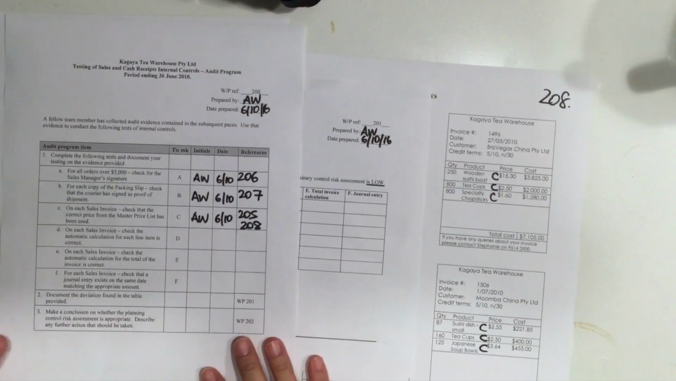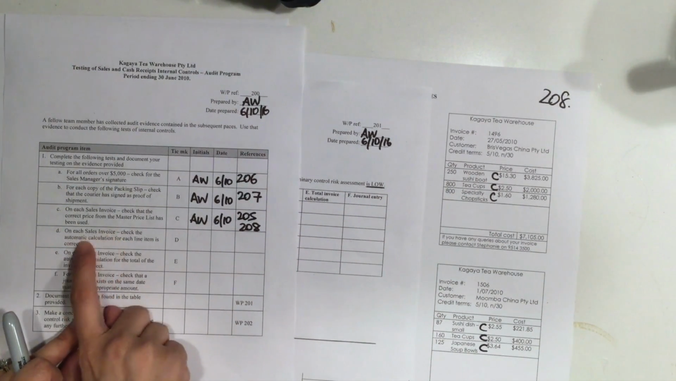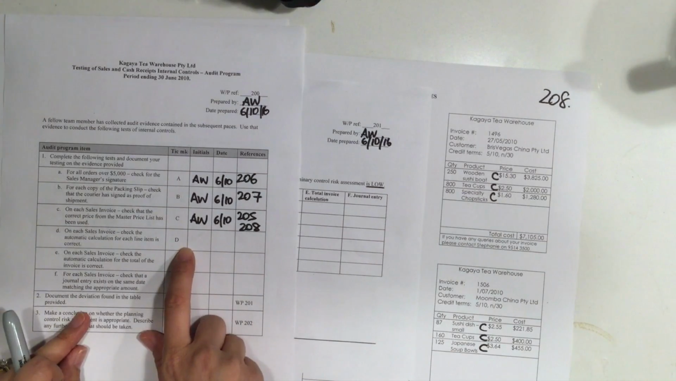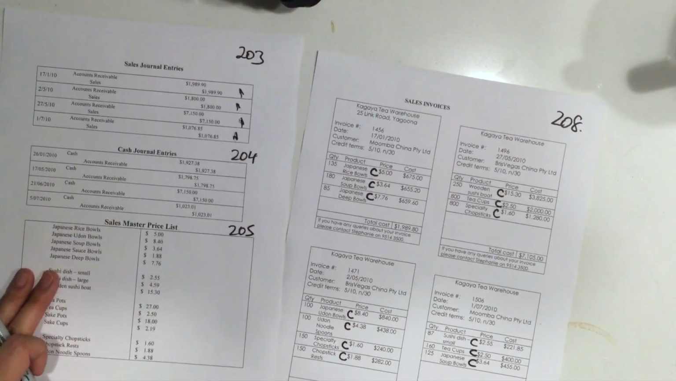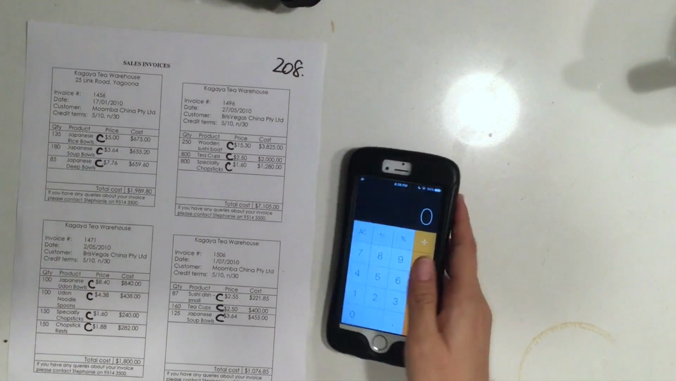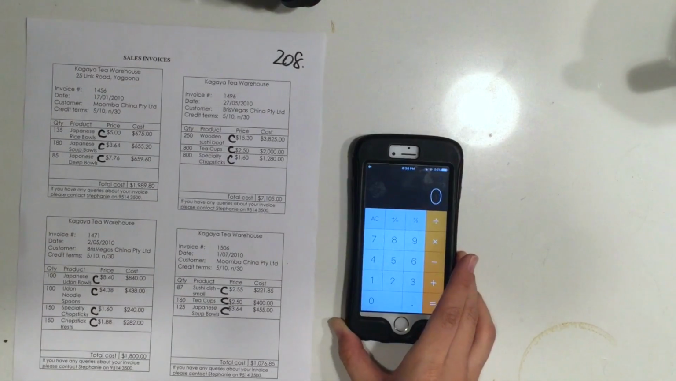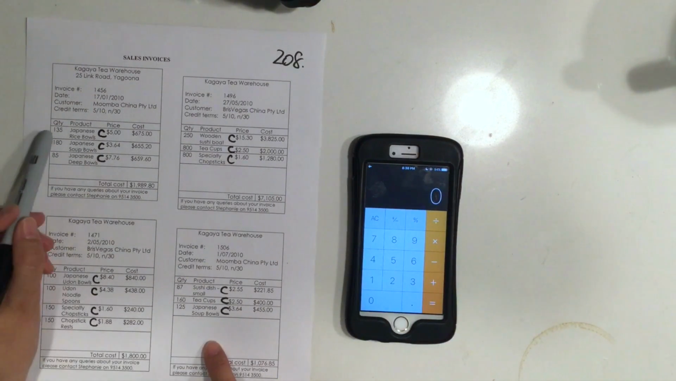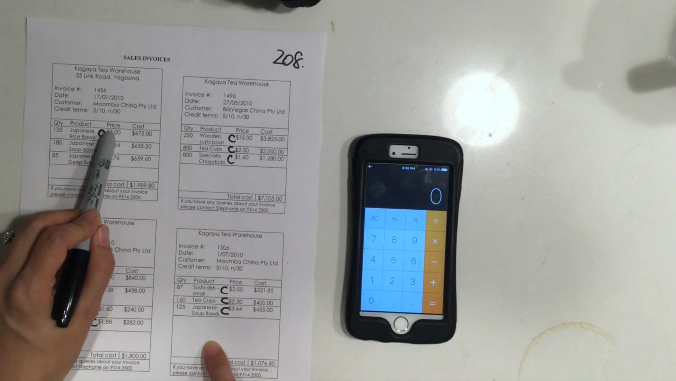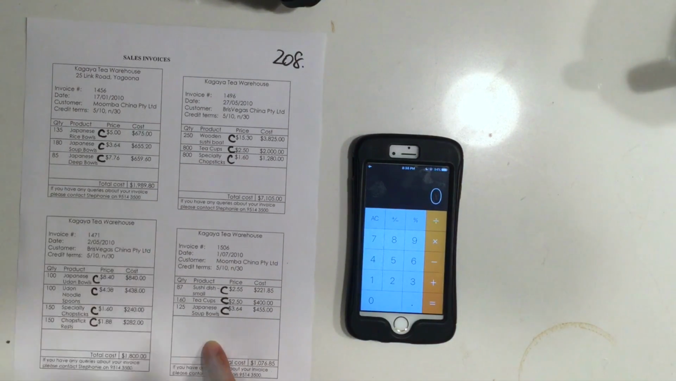All right. Now let's look at test D. On each invoice, check the automatic line calculation for each item. Okay, so I need my invoices and I need a calculator, and I'll speed this up on the video so you don't have to worry about time taken. But what I need to do is I need to do quantity times price, and if the cost is correct, I'm going to use tick mark D.